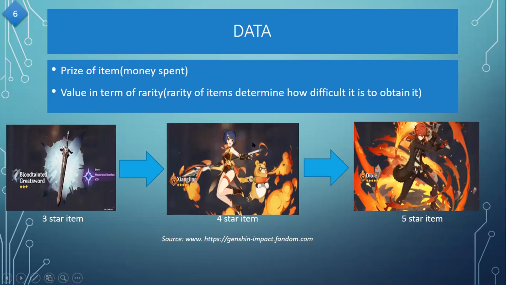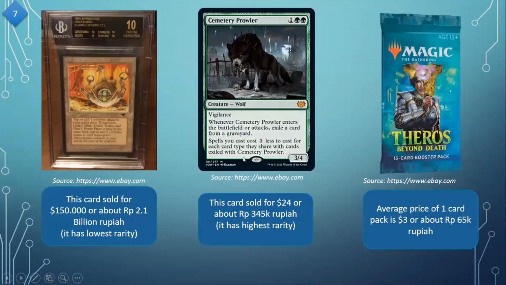The reason I chose this rarity system is because it's a clear comparison. A 5-star item is usually more valued than a 3-star item. Because in other games, like you can see here, it's Magic the Gathering. This card is sold for $150,000, or about 2.1 billion rupiah, but it has the lowest rarity. But one of the highest rarity cards is sold for just $24. Meanwhile, the average price of one pack is only $3.